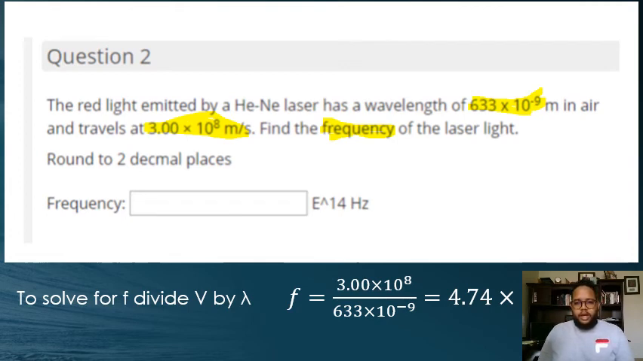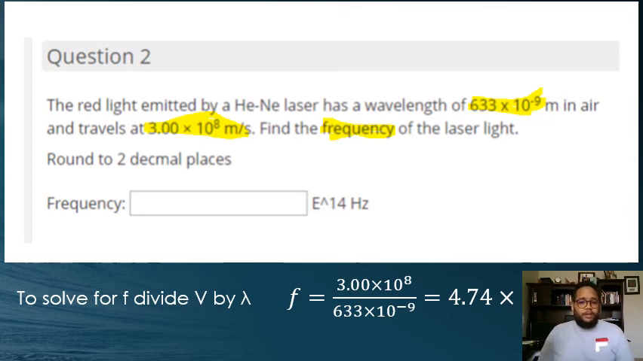So V, as we saw, is 3 times 10 to the 8. Lambda is 633 times 10 to the negative 9. And that gives us 4.74 times 10 to the 14. It's as easy as that.